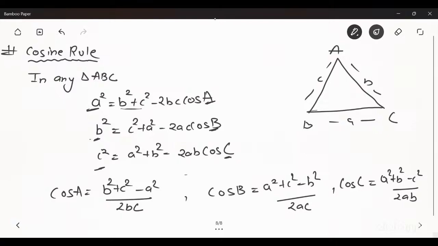Now similarly, in the formula of cos A, if there will be angle A, then the side a square will be minus. And if there will be angle B, then side b square will be minus. And if there will be angle C, then side c square will be minus. The other two sides, b square plus c square, will be added, and they are divided by 2bc. So that was your cosine rule.